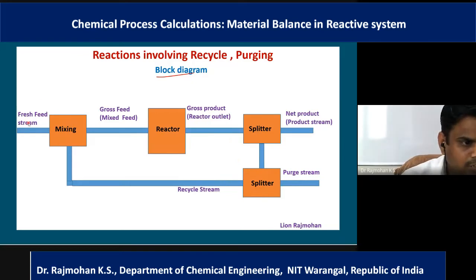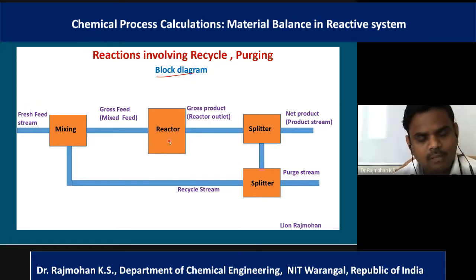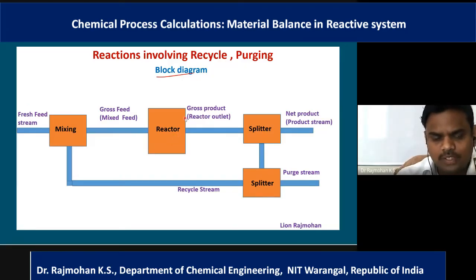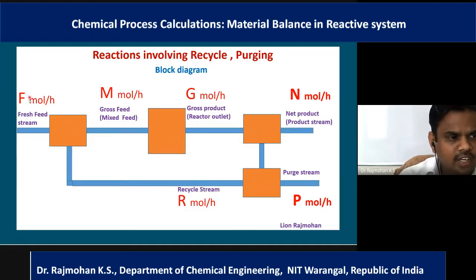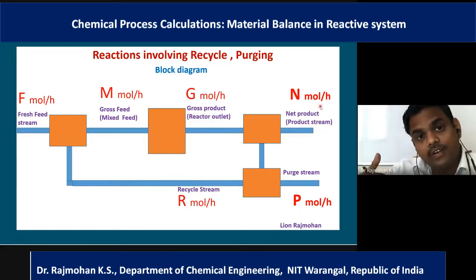Now let us define the terms. Let the fresh feed stream enter, because remember, whenever a chemical reaction is involved, we prefer to use a basis of moles per hour. It is a continuous operation. We can define the feed flow rate as F kg moles per hour. Moles can be in kg moles, gram moles, or pound moles according to your convenience. Let the mixed feed be G, the gross feed in moles per hour, and the gross product coming out of the reactor, and let N be the net product stream, that is, the withdrawal stream out of the reactor.